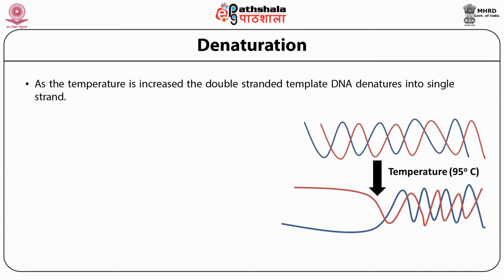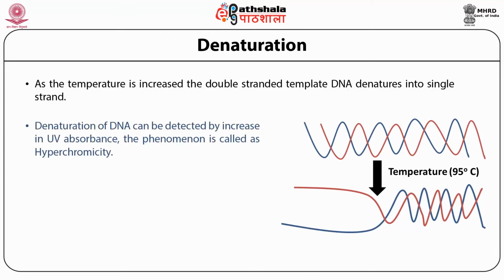The time of denaturation should be kept optimum such that the complete portion of the DNA strand to be amplified is unzipped. Denaturation of DNA can be detected by an increase in ultraviolet absorbance at 260 nanometers. This phenomenon of increase in absorbance is called hyperchromicity.